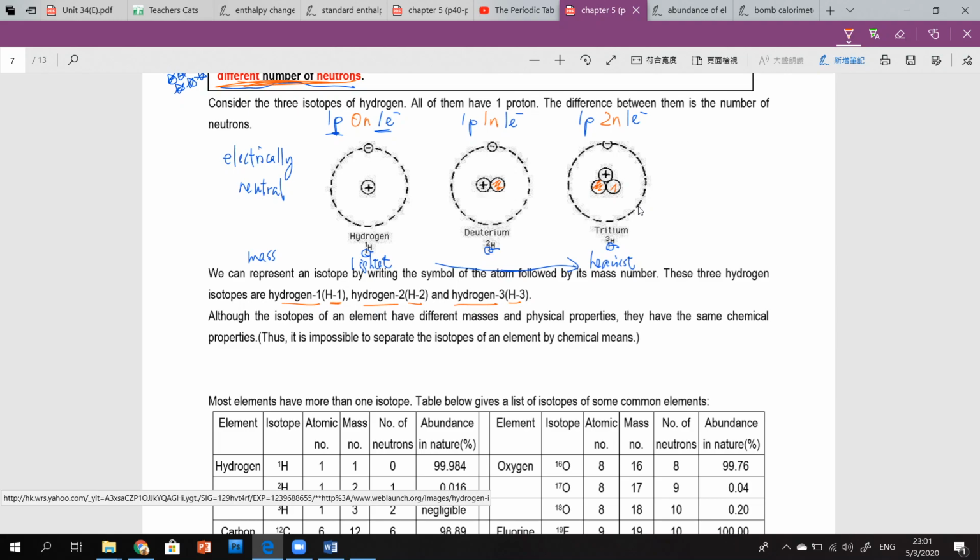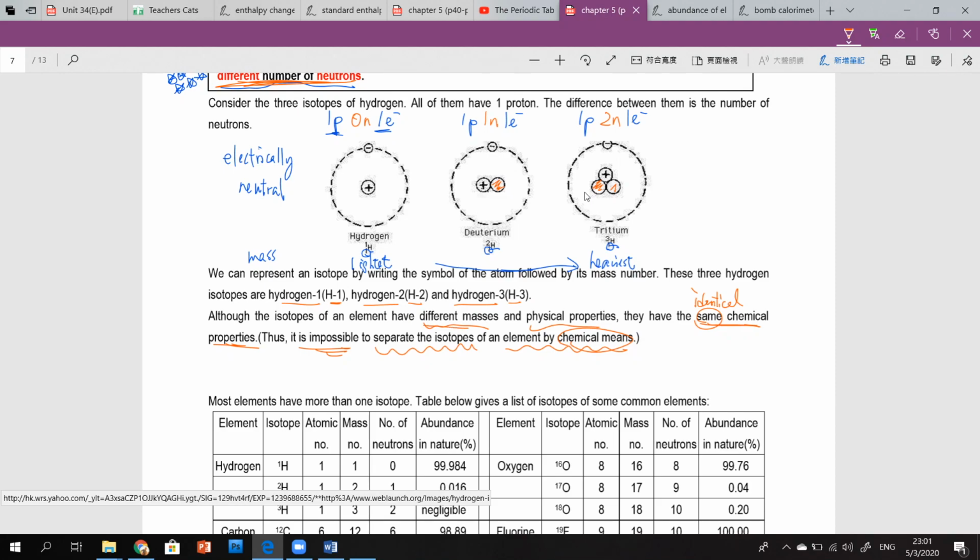Now, although the isotopes of an element have different masses, and because of the different mass they have different physical properties, they have the same chemical property. You could even say identical, exactly the same. So it is rather impossible to separate the isotopes of an element by chemical means. By chemical means, you cannot separate them.